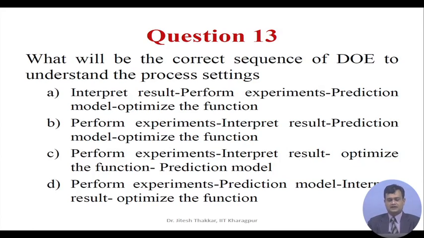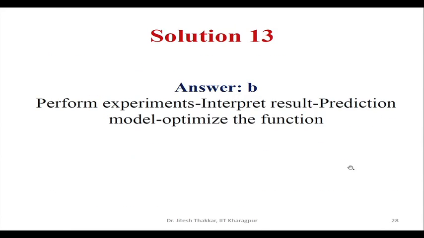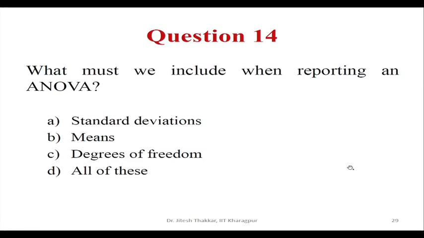Question 13. What will be the correct sequence of DOE to understand the process settings? Interpret result, perform experiments, prediction model, optimization, optimize the function. Perform experiment, interpret result, prediction model, optimize the function, and you can see some change in the sequence in a similar way in option C and option D. The correct answer is B, perform experiments, interpret result, prediction model, optimize the function.